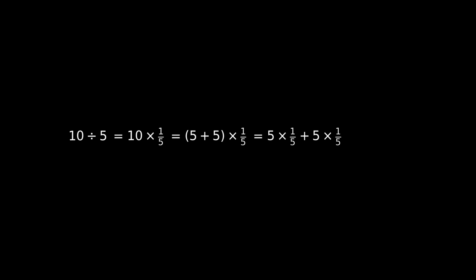For instance, consider 10 divided by 5. 10 divided by 5 is equal to 10 times 1/5, which is equal to 5 plus 5 times 1/5, which is equal to 5 times 1/5 plus 5 times 1/5, which is equal to 1 plus 1, which equals our final answer of 2. So division can be expressed entirely in terms of multiplication and inverses.